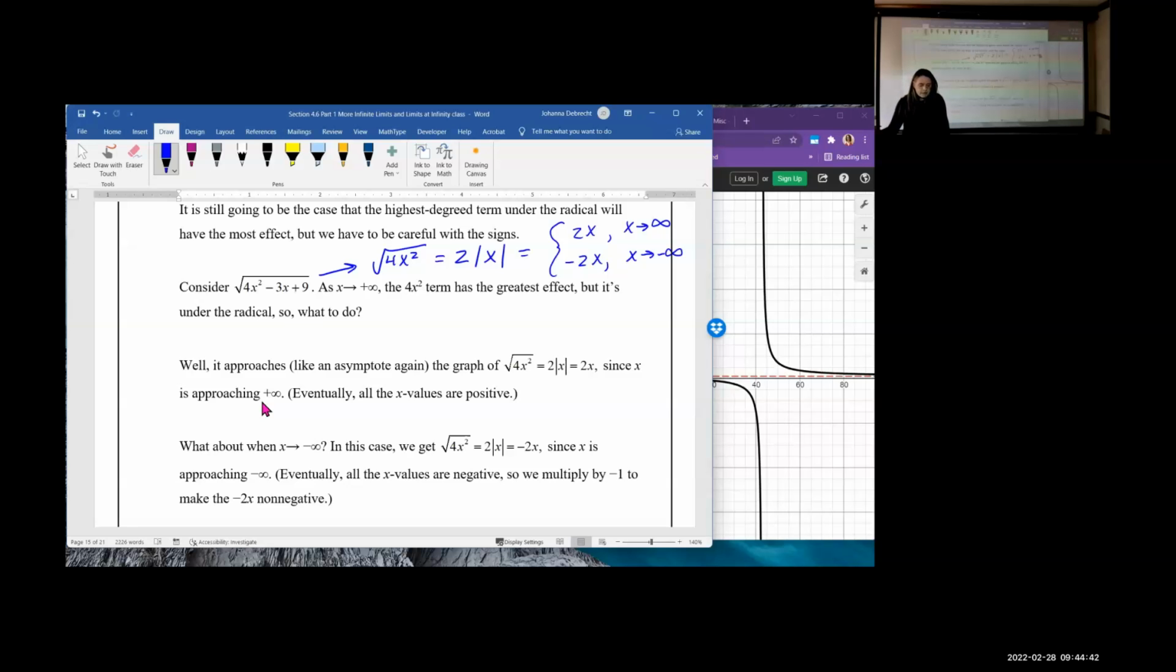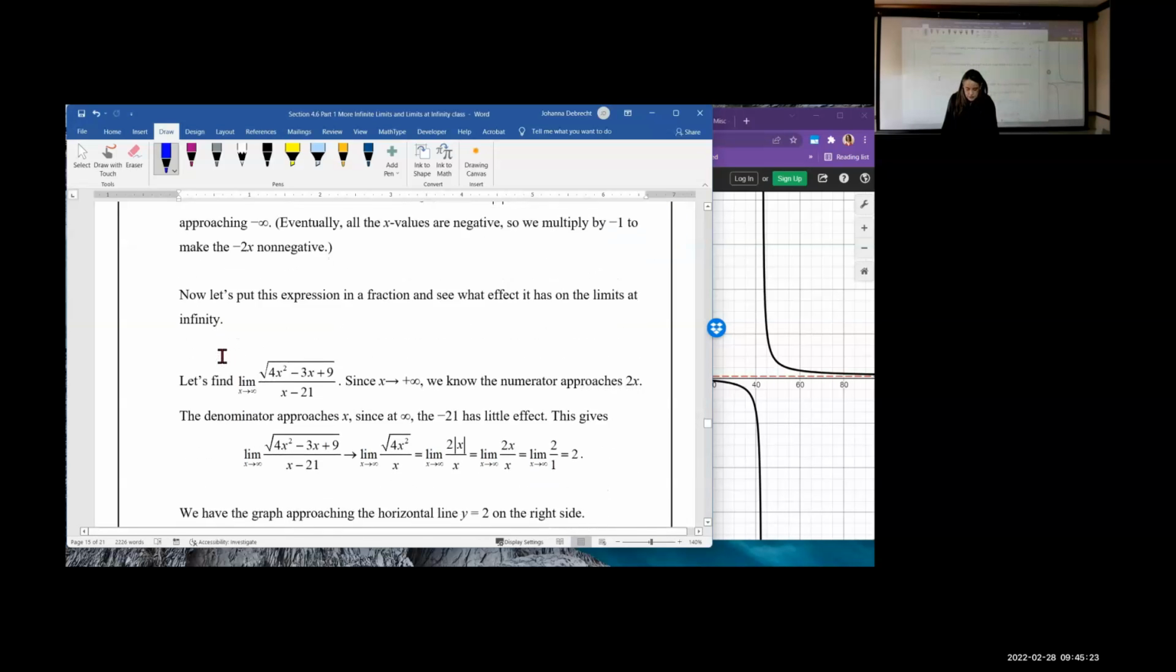All right. So again, the highest degree term dominates, which is the 4x squared. The square root of 4 will still give us 2, but the square root of x squared is the absolute value of x. As x goes to infinity, the values are eventually all positive, right? Infinity is far right, so it just becomes 2x. But as you go to negative infinity, eventually the values are all negative, so you have to put a negative on the front, right? So this is going to change what we get when we put it into a ratio.